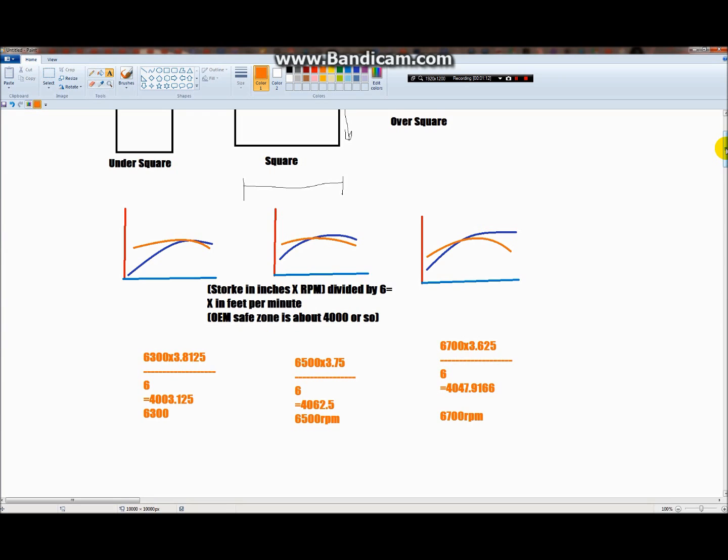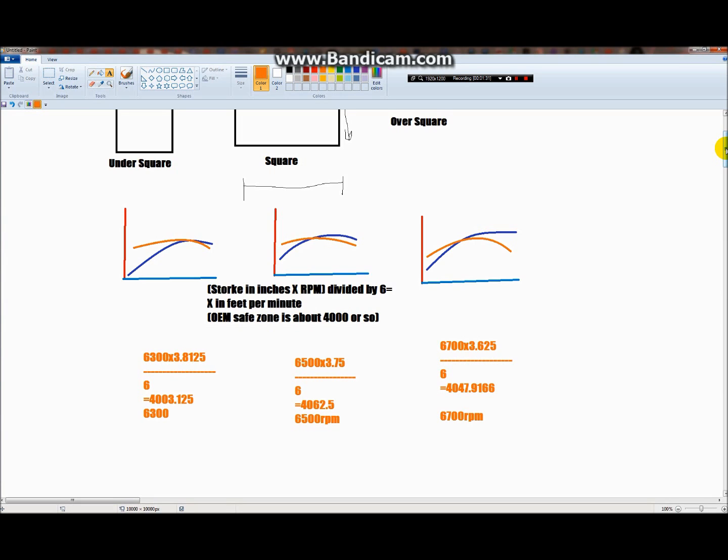And it seems that the magic number for a safe limit is about 4,000 feet per minute. You might be able to get to 4,500, but you're really pushing it past 4,100. In fact, I wouldn't recommend going past 4,100. To me, that's like Danger, Will Robinson.